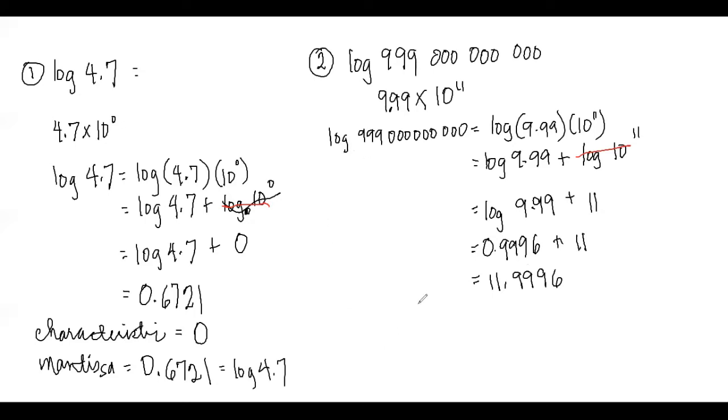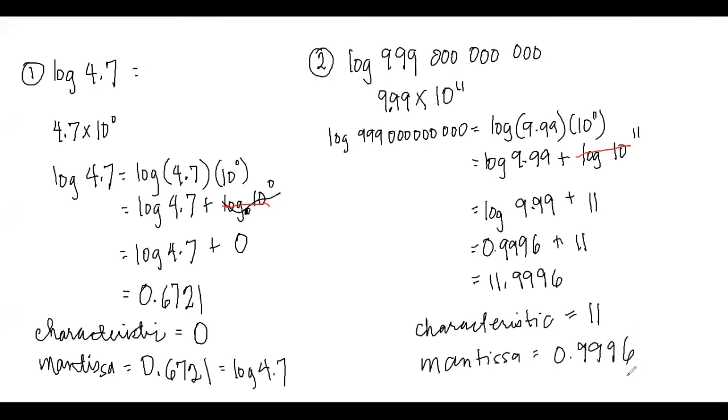So that this is the logarithm of 999 billion. Question, what is the characteristic? 11. Okay, that is 11. How about the mantisa? 11.9996. Yung mantisa, yung logarithm of 9.99 lang. So 0.9996. Yan lang, okay? Yun class.